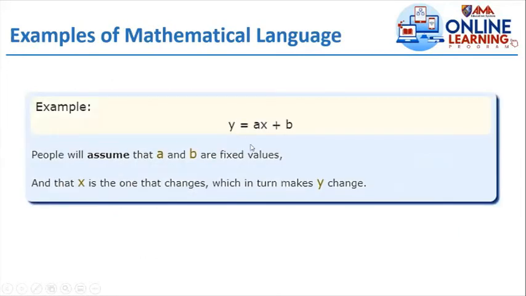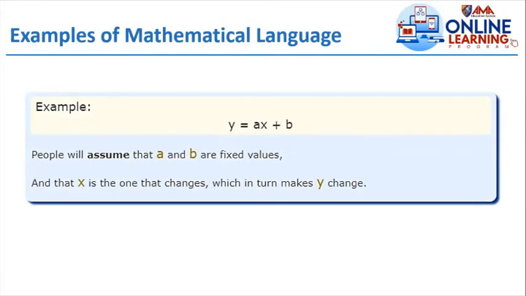For example, we have y equals ax plus b. We can assume here that a and b are fixed values. If we say fixed values, that's numbers or constants. And then itong si y at saka si x naman, they are unknowns. So kumbaga yung value ni y nagdi-depend siya sa value ni x.